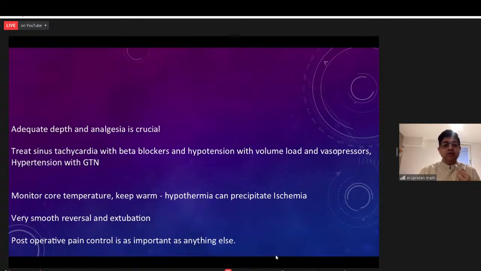So you can make out a patient who is compromised can have very easily inducible cardiac ischemia with hypothermia. And also make sure very smooth reversal and extubation are the key to prevent the ischemia, because the ischemia tends to happen in the later part of the surgery during extubation and post-op. Postoperative pain control is as important as the previous steps.